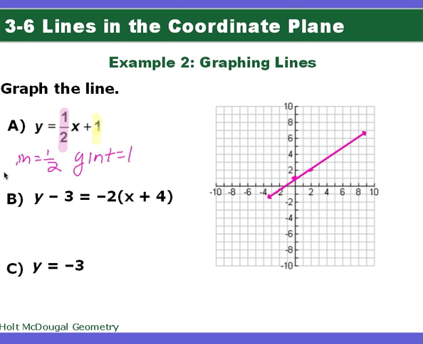For the next one, it's in point slope form. So remember, this is going to be our slope here. This is going to be our slope here. And our point are these coordinates, and we'll use that to graph our line.